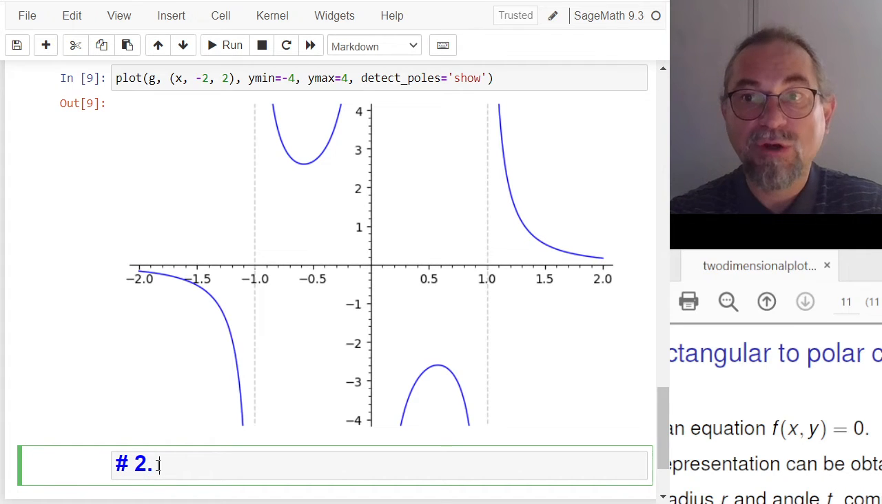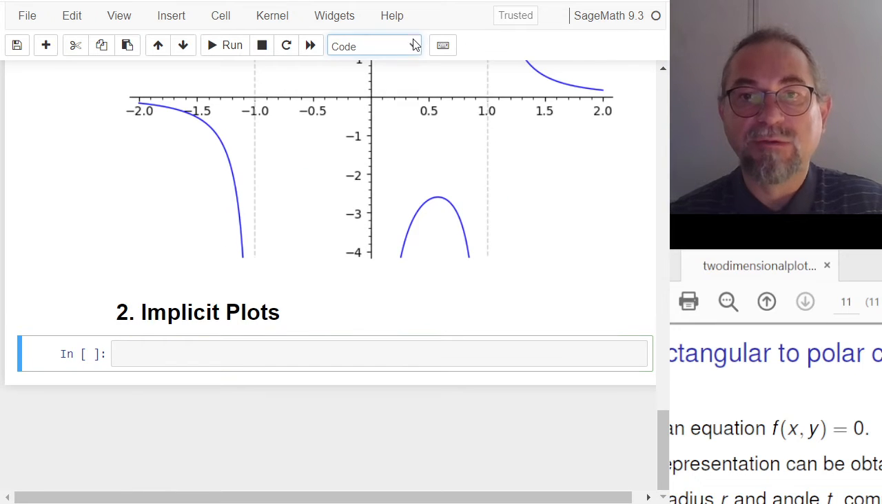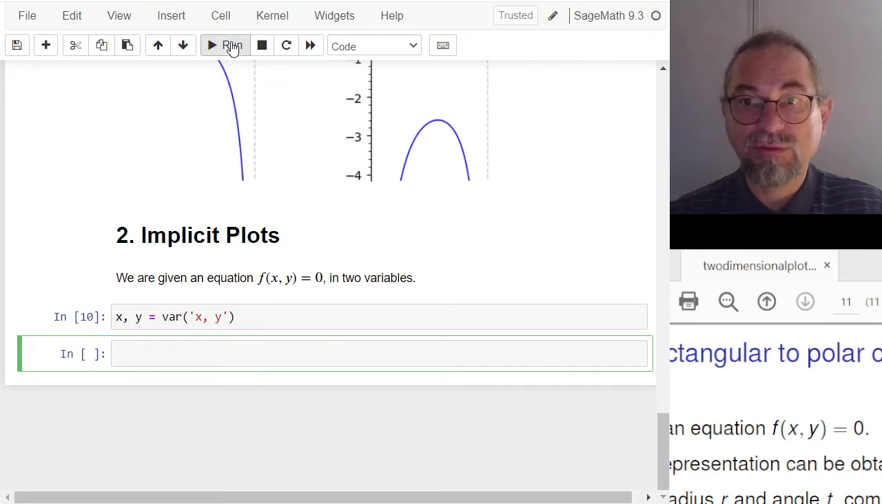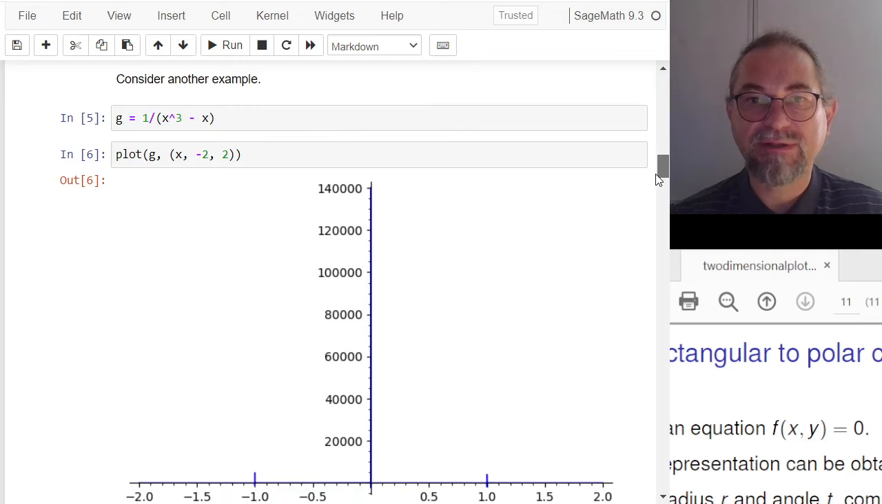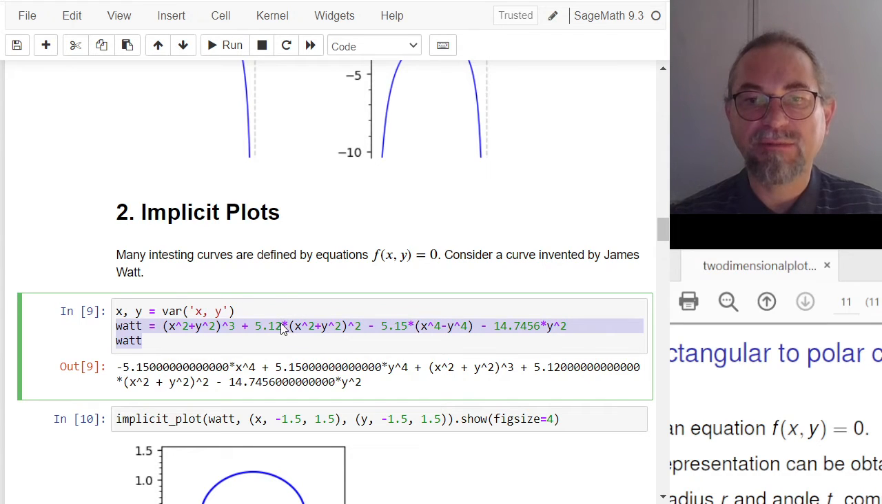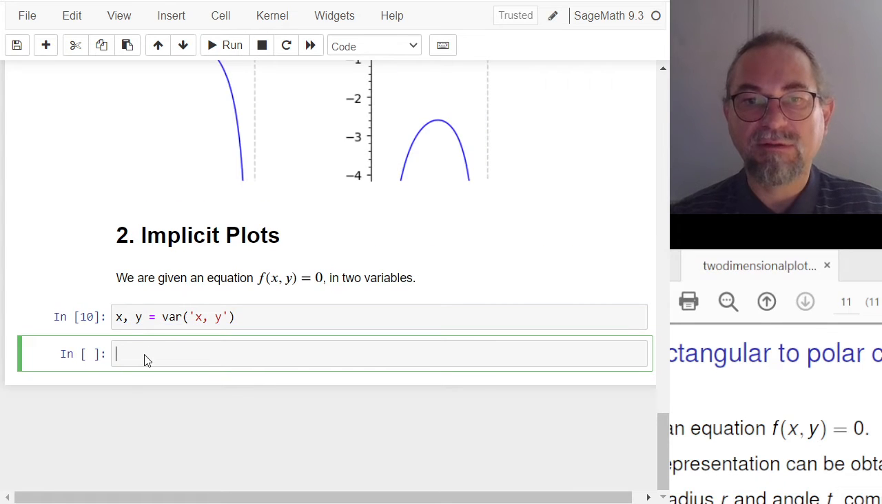Now I have the plotting of equations, so these are called the implicit plots. With an implicit plot, we are given an equation f in two variables. So let me define the two variables. The x is by default defined. I don't think the y is. And I will use the curve attributed to James Watt as our running example. So I will go to the prepared notes and copy and paste. In that way I do not make any unnecessary errors.